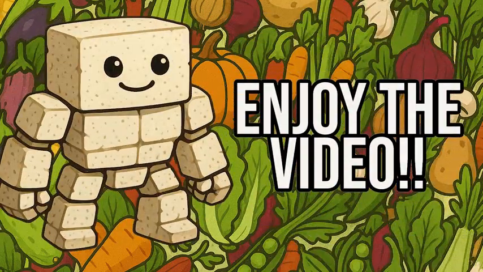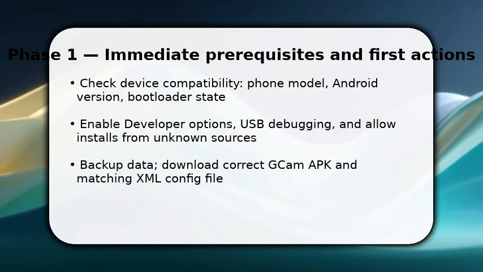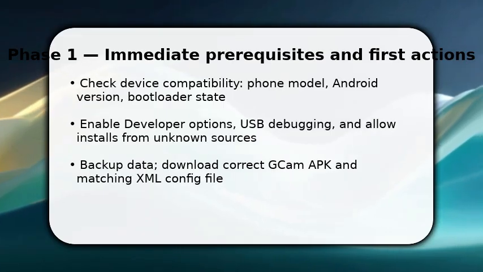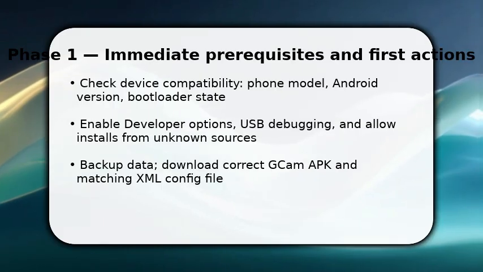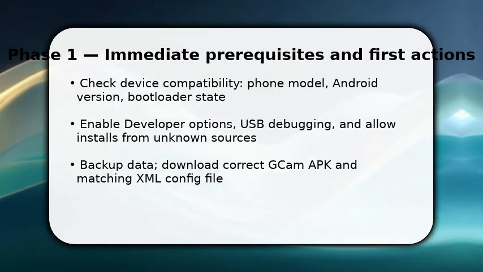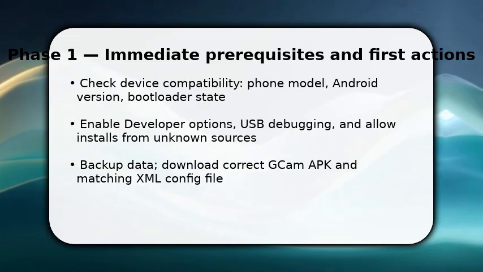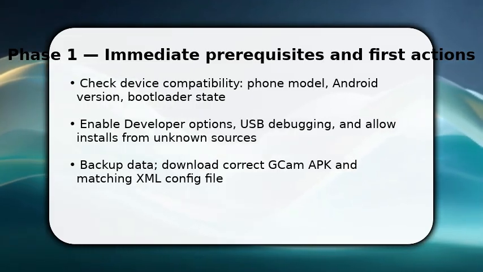Please enjoy the video. You start by verifying compatibility. Your phone model and Android version determine which Google Camera (Gcam) build will work. Once done, enable developer options and USB debugging. Make sure installs from unknown sources are allowed.